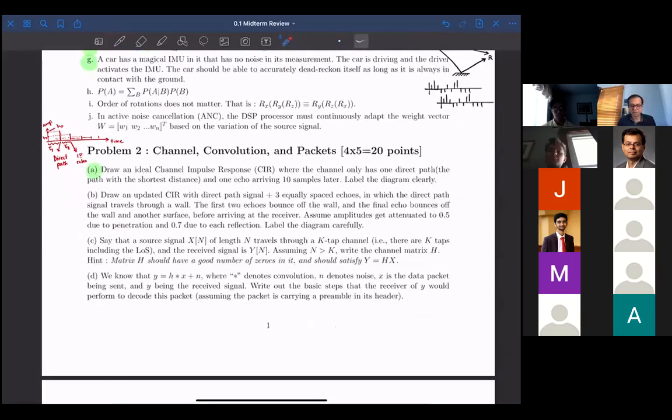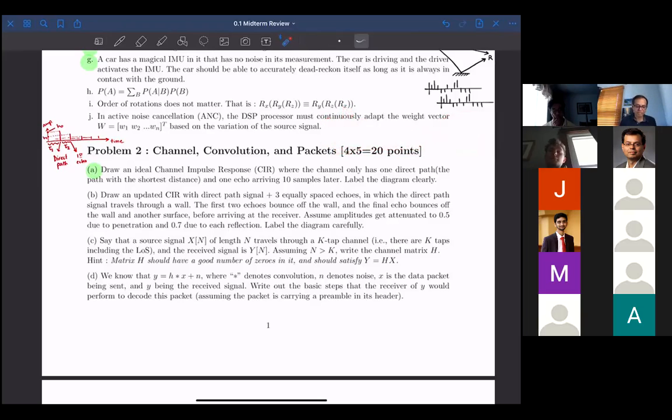In this case, you're asked to do something simple, which is the channel has only one direct path, the shortest distance path, and one echo arriving 10 samples later. Label the diagram, and I'll quickly give you a rough hint. You have this direct path. You do not know what that value is, but you can call it H0. And then 10 samples later, you get the echo. This is H1. And this is what the channel impulse response looks like.